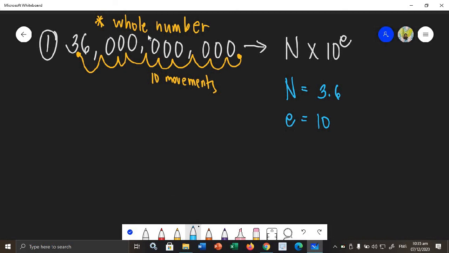So, in our example number 1, we have a whole number as the given. Therefore, the sign of your exponent is positive. When we write this in scientific notation, we have this answer. We just substitute the values of n and e in this format. So, we have 3.6 times 10 raised to 10. That is our answer.